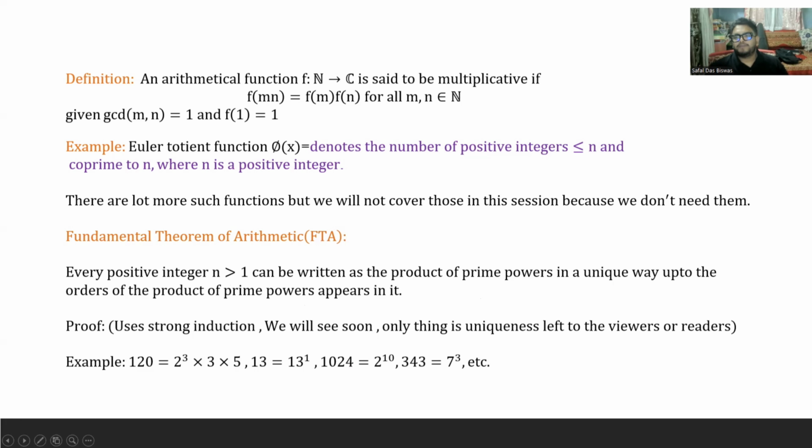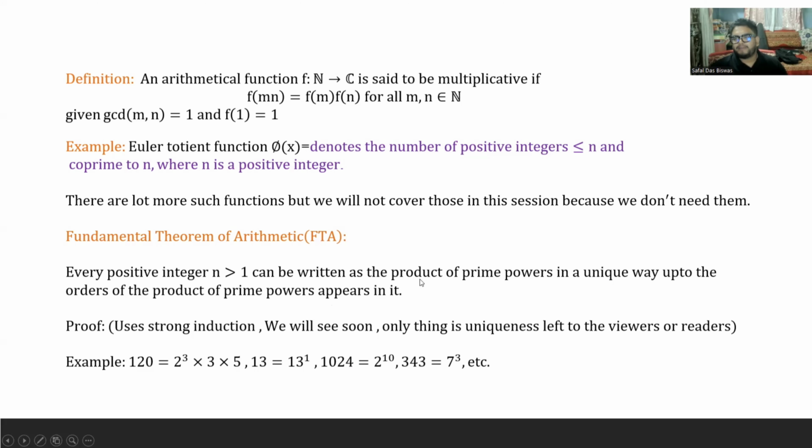A prime number p is a number whose only positive divisors are 1 and p, where p is an integer, obviously. Then we say it's a prime number. So, what are prime powers?